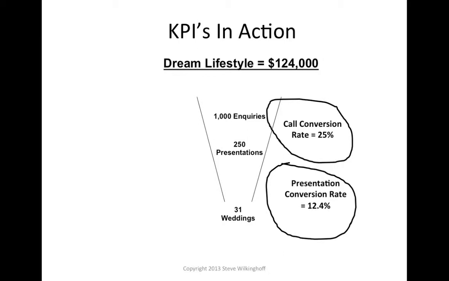Remember a few lessons ago where we figured out what you need to fulfill your dream lifestyle, what the one financial result is, what the business model has to look like? This is getting to the heart of it now, because our wedding photographer knows that he or she needs 31 weddings at $4,000 each, and now they have the KPIs, call conversion rate and presentation conversion rate, that they can track. And as long as they're hitting the targets for call conversion rate and presentation conversion rate, they're confident they're going to create that $124,000 income by the end of the year without waiting until the end of the year to find out.